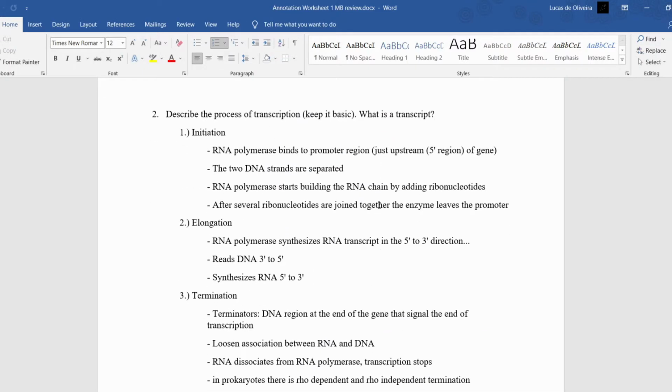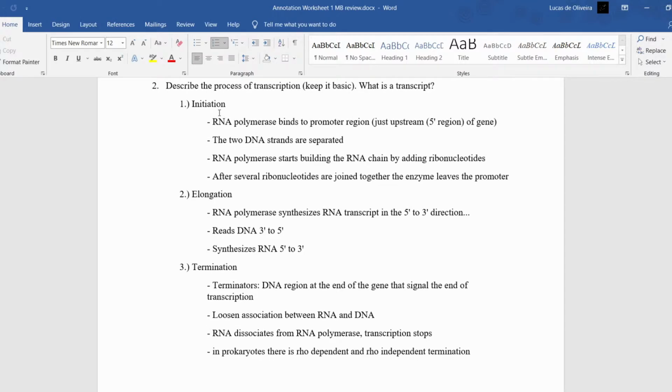But if you are curious about a little bit more detail, not to get too pedantic, it's broken down into 3 steps, just like translation is. And it might be a little confusing because the 3 steps for transcription and translation are the same. It's initiation, elongation, and termination for both processes.